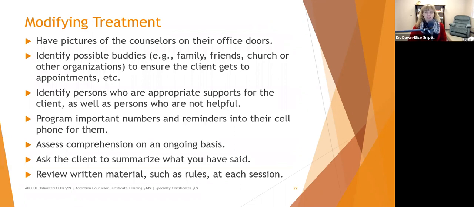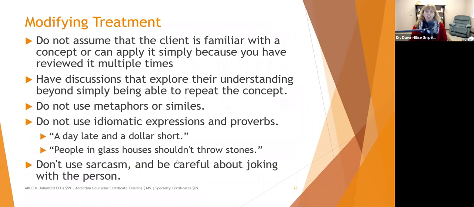And review written materials like rules at each session. Don't assume the client is familiar with the concept or can apply it simply because you've reviewed it 12 times. Sometimes you need to review it again because they've forgotten it. And people with more severe levels of FASD often have a hard time generalizing concepts from one thing to another. Have discussions that explore their understanding beyond simply being able to repeat the concept.